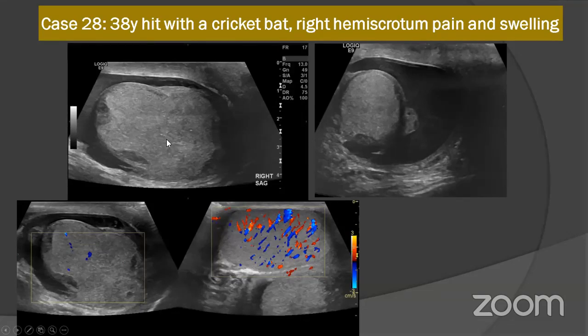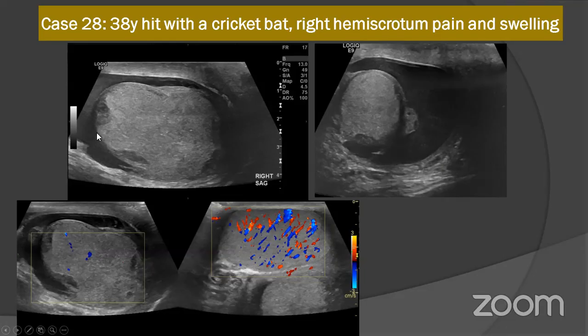This is a 38-year-old who was hit with a cricket bat and is complaining of severe pain in the right hemiscrotum and swelling. So I have images of the right scrotum, and this is the normal left testicle. And you have the Doppler of the right testicle. So you can see there is scrotal wall edema. There is a large amount of fluid in the scrotal sac.